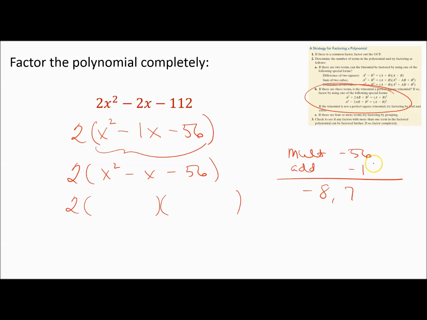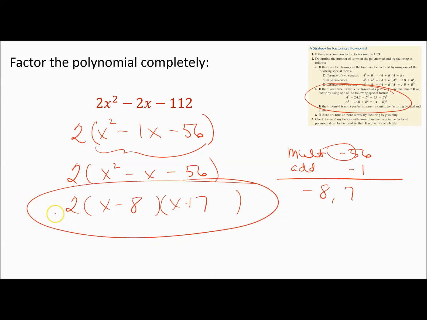And then I think, well, it has to add to be negative 1. And I know one's positive and one's negative because of the multiply. And it adds to be negative 1, which means the bigger one is negative. So this is going to be x minus 8, x plus 7. Or you could write x plus 7 times x minus 8. But the 2 is required. Don't forget that in the middle of the process and just leave it hanging.